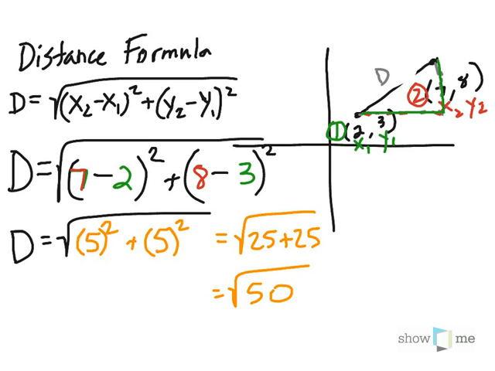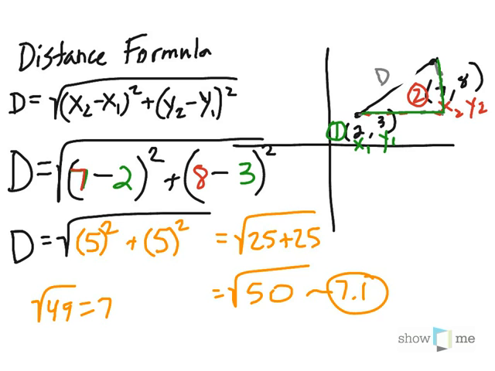And that is not 5. That is not 10. It's not a nice number you should know. It's really close. Remember, the square root of 49 is 7. So this is really close to 7. It's just barely bigger, so it's probably close to 7.1. Probably not even there, 7 point something. Okay, but that's how you use the distance formula.